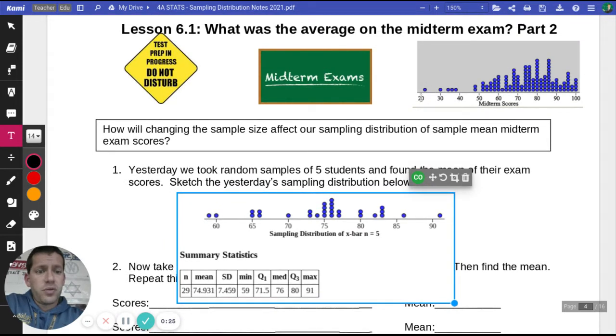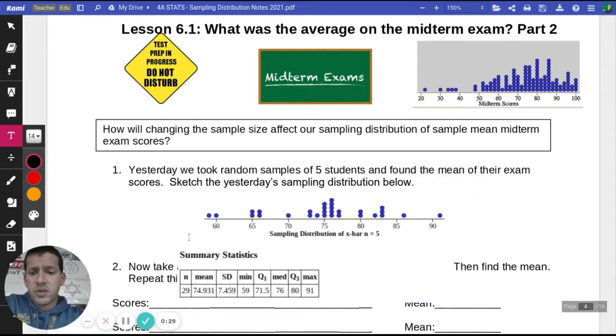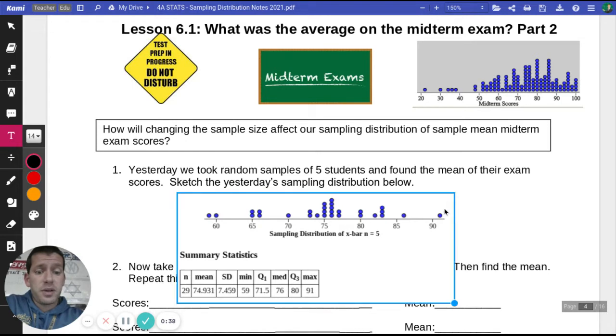So we got some 20s, 30s, 40s, 50s. If we get a bunch of those and some low ones, then we're going to get below 60. If we just randomly select 5 above 90, then we can possibly get a mean above 90. So that's if our sample size was 5.